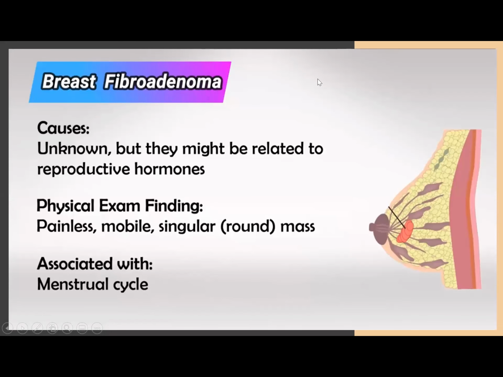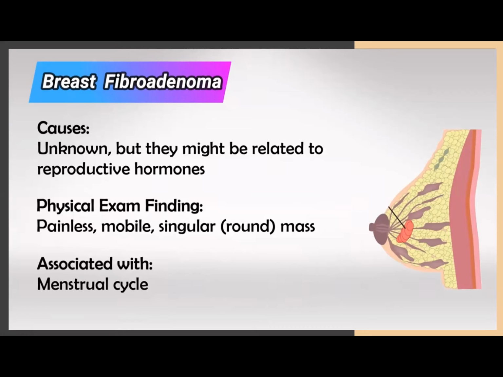The other one is breast fibroadenoma. The cause is unknown, but it might be related to reproductive hormones. In the modern medication view, the cause is said to be unknown, but it might relate to reproductive hormones, menopausal hormones. Stress, sleep, food, everything plays a big role in the condition of humans.